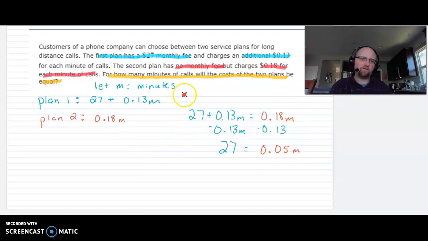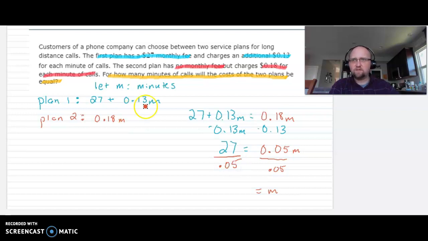So now what I have to do is figure out how many minutes I can talk and have the plans be equal. Now I simply divide by that coefficient. So I'm going to divide both sides by 0.05. Okay, and that leaves me with m on that side, and 27 divided by 0.05.